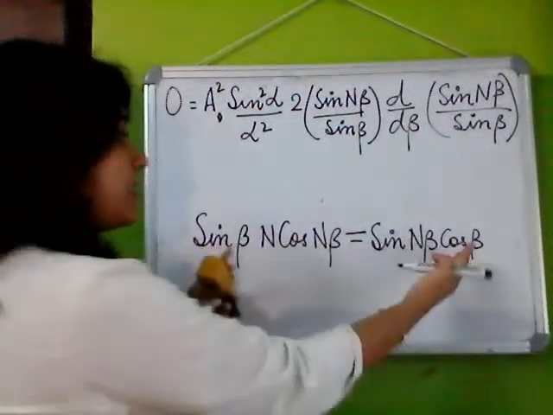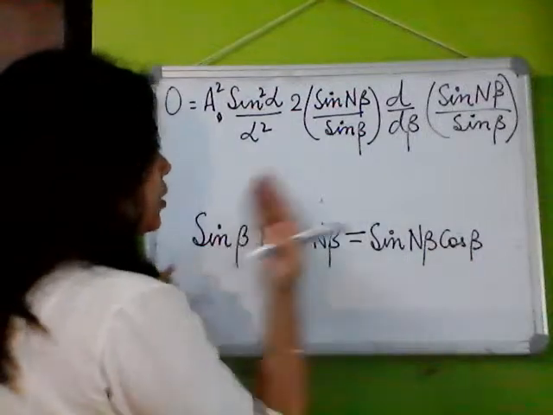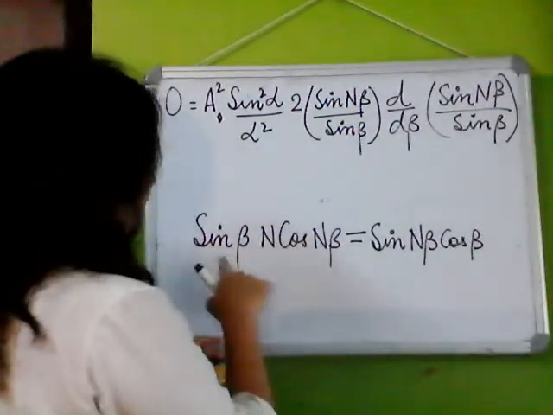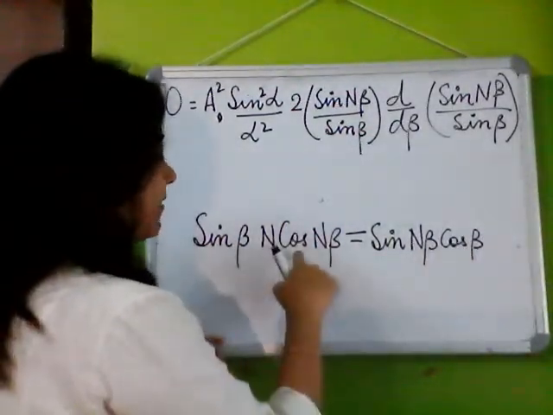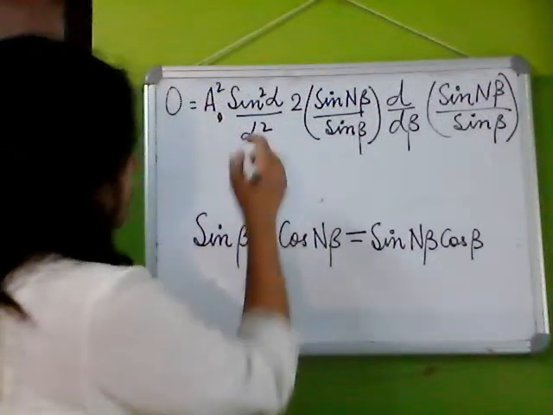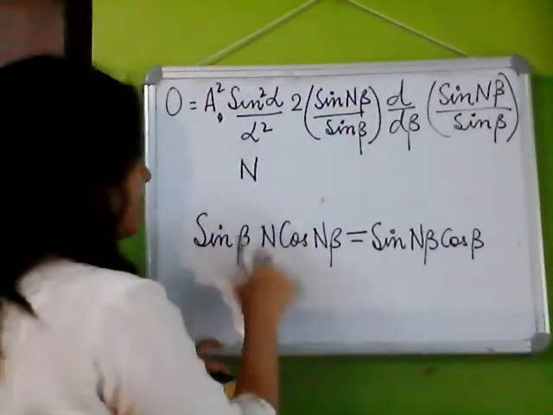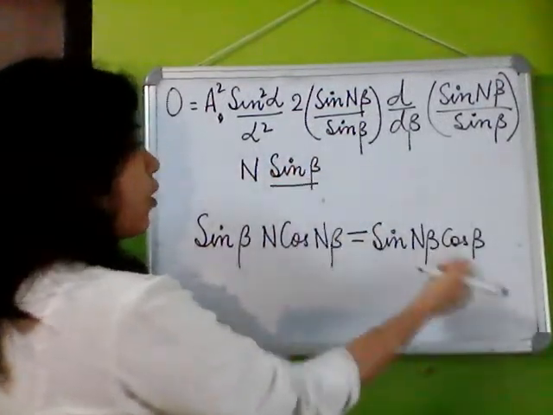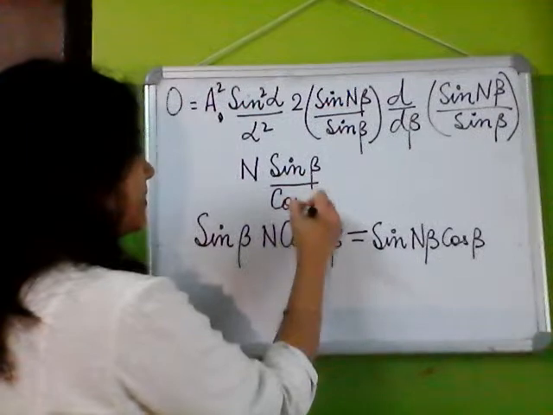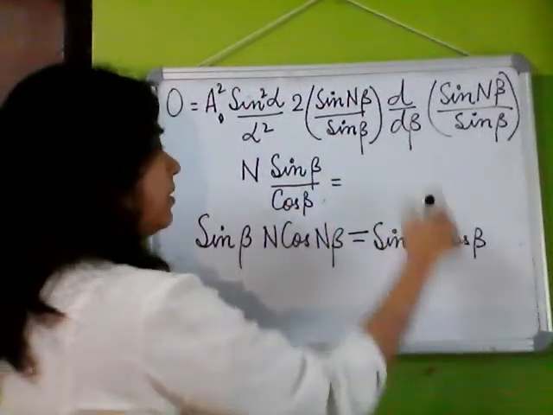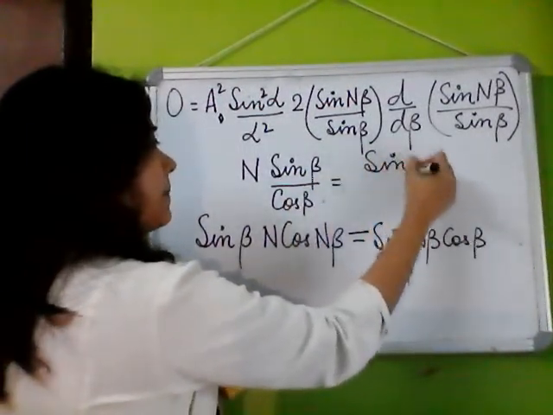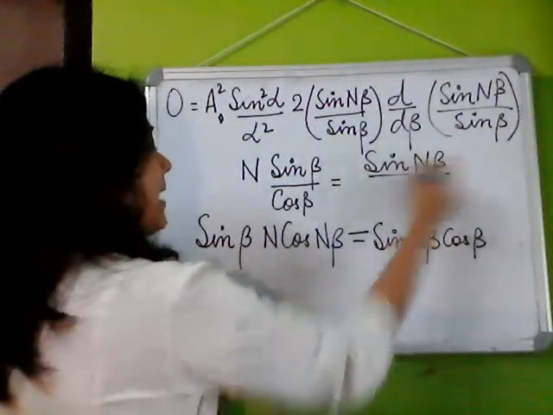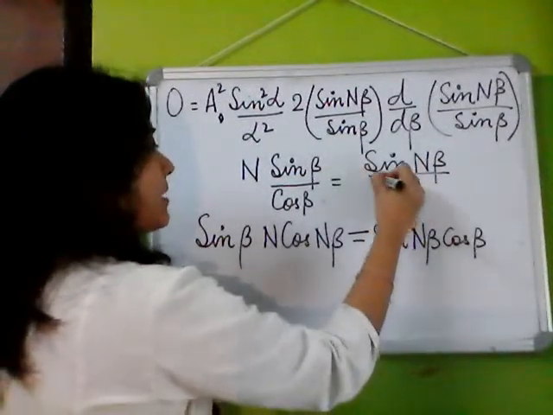Fine. So now let us bring the like terms together. So what do I have? I will bring this sine beta and cos beta together, and I will take this cos n beta to the right hand side. So what do I have in my left hand side? This n remains like this. Sine beta, cos beta comes as a denominator here. This is equal to sine n beta, and I will take this cos beta as a denominator there.